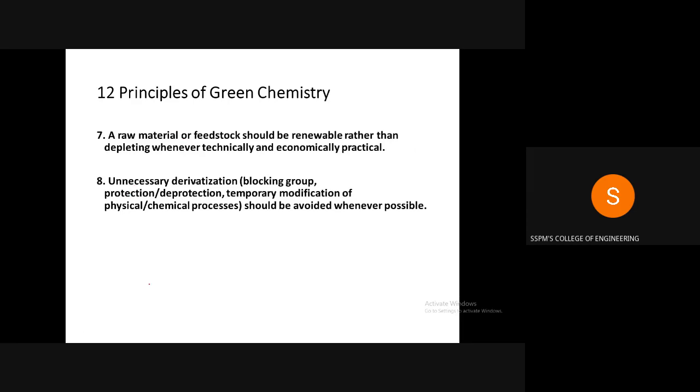Then unnecessary derivatization, protection, deprotection, temporary modification of physical and chemical processes should be avoided whenever possible. So we can design the chemical reaction in such a way that we avoid unnecessary derivatizations and protections as well as deprotection of the groups. For example, the NH2 group is protected. So the NH2 group is protected by using a reagent for the reduction purpose. If the NH2 group is not protected, it is converted into the nitro group. So that's why we protect the group. So whenever possible, we can avoid this type of unnecessary protection as well as deprotection.